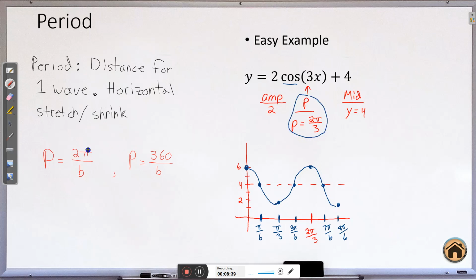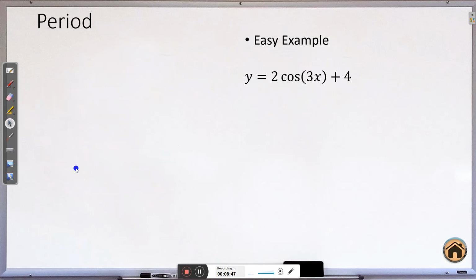So there is one formula here that we do have to remember. All right, that's our first transformation.